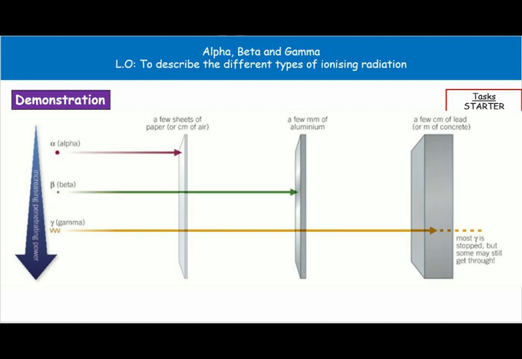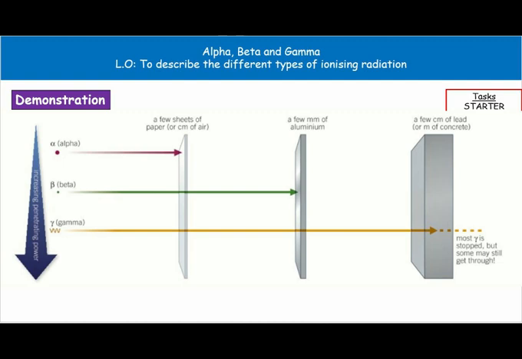The alpha, the beta, and the gamma. So alpha at the top, beta in the middle, and then gamma at the bottom. Now, over towards the right, that first block we hit is just a few sheets of paper, or we could replace that with a few centimeters of air. The next one along is a few millimeters of aluminium. And then finally, at the end, we've got a few centimeters of lead or a few meters of concrete.